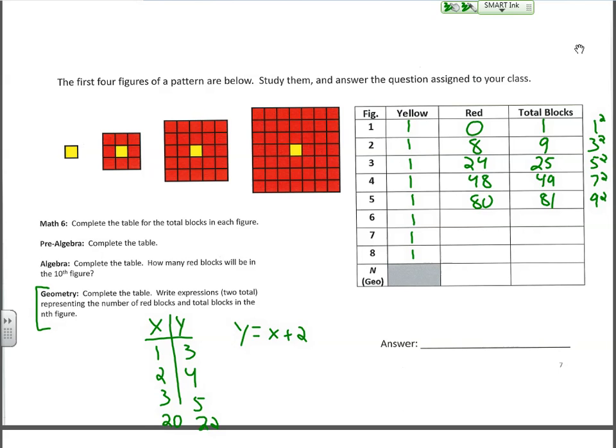Give me an expression that will allow me to ask you for the total blocks in any numbered figure. You plug that in, and the result will be the number of total blocks. And then same thing for the number of red. This is a bit of a challenge. Okay, I'm not going to sugarcoat it, not going to lie here. This is a bit of a challenge. So if you need help, please do come and see me. But play around with it a little bit. Okay, the figure number. How does the figure number relate to the number of total blocks and red blocks in the pattern?